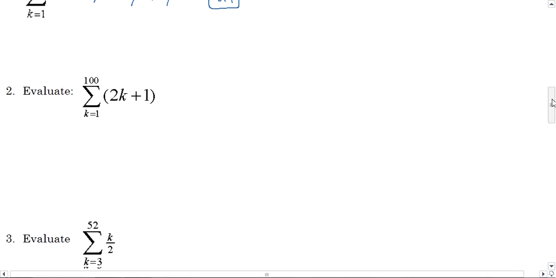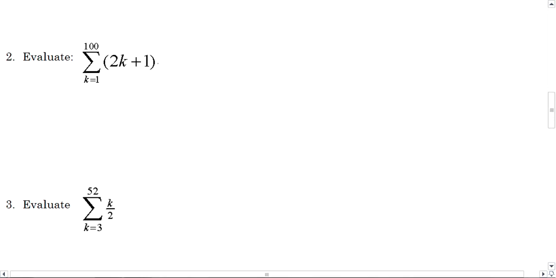Example 2. I like these questions, don't you? Isn't math fun? Math is really fun. It is, if you just give it a chance.